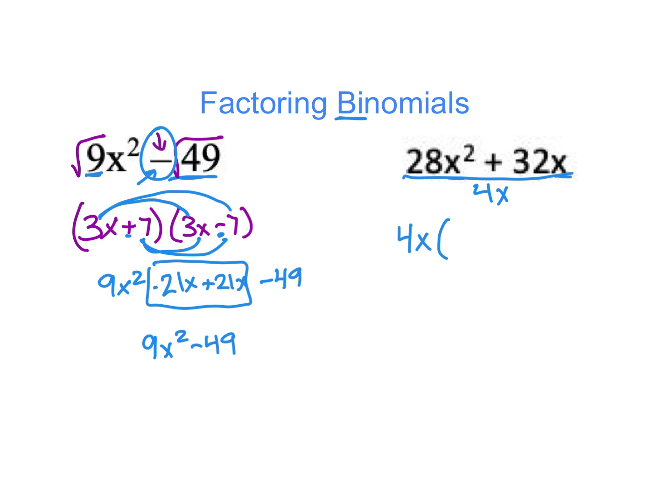So I pulled it out, so I'm going to use parentheses to show I'm multiplying by it. And I have 7x and I have 8. All right. Now I'm going to still check, is this a difference of squares? Is this a perfect square? Is this a perfect square? And they're not. So I'm done. All I could do on that one is pull out a greatest common factor.